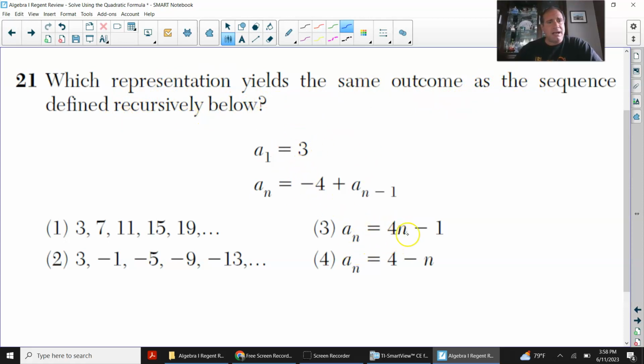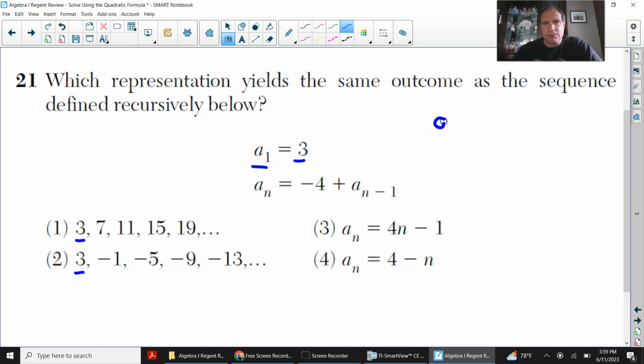First off, I'm looking at this right here, and I'm not thinking it's 3 and 4. Okay, these are linear. This is a recursive sequence, and I'm thinking that's not it. So I'm not going to cross them out yet, but I'm kind of keeping an eye on 1 and 2, because a sub 1 is already 3. So I have 3 here and 3 here. That looks good.